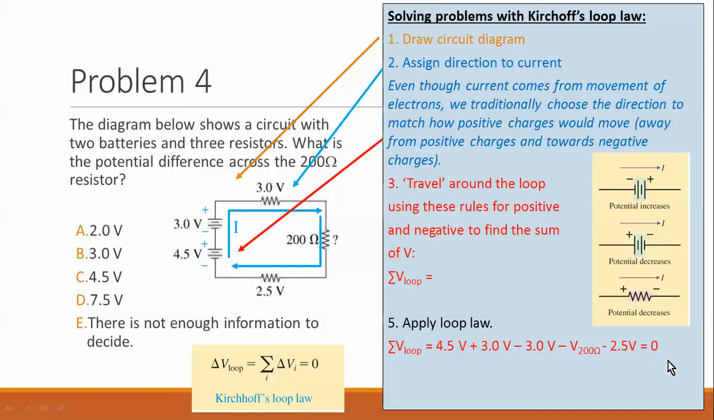Now we're going to solve this equation. We sum all our potentials together. We leave our variable, and we solve for the potential across the 200 ohm resistor. And the answer is that the potential is equal to 2 volts. So the answer is A.